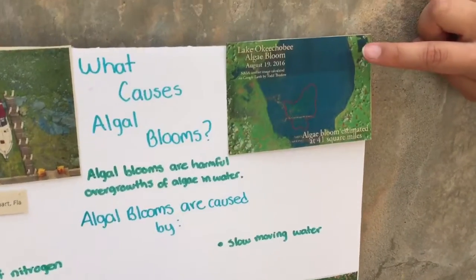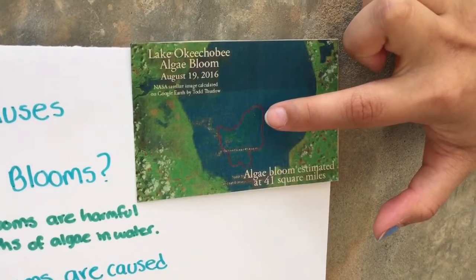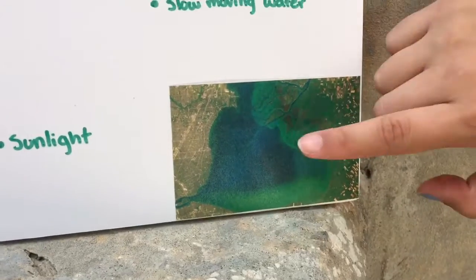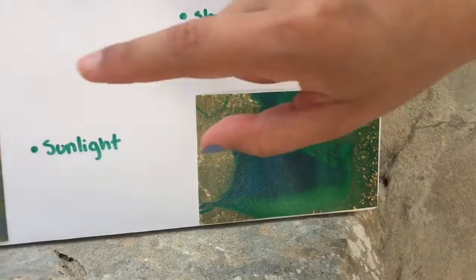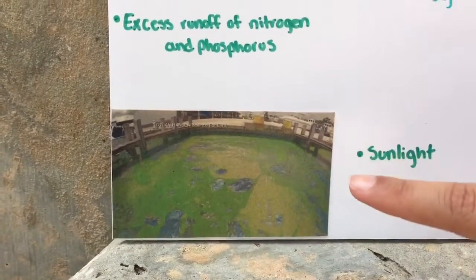In this picture, you can see Lake Okeechobee and the algae that have begun to create inside of it. And in this picture, you can see more algae. And then in these two pictures, you can see where algal blooms have completely overflooded.